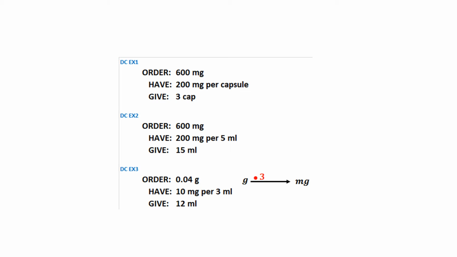Our third example, the order is 0.04 of a gram of a drug. You have 10 milligrams per 3 milliliters. What do you give the patient? And you look to the right to convert grams to milligrams. Move the decimal 3 places to the right. So 0.04, you move it 3 places, that would be 40 milligrams times 3 milliliters over 10 milligrams. Now we got the same unit, so 40 over 10, that's 4, times 3 is 12 milliliters.